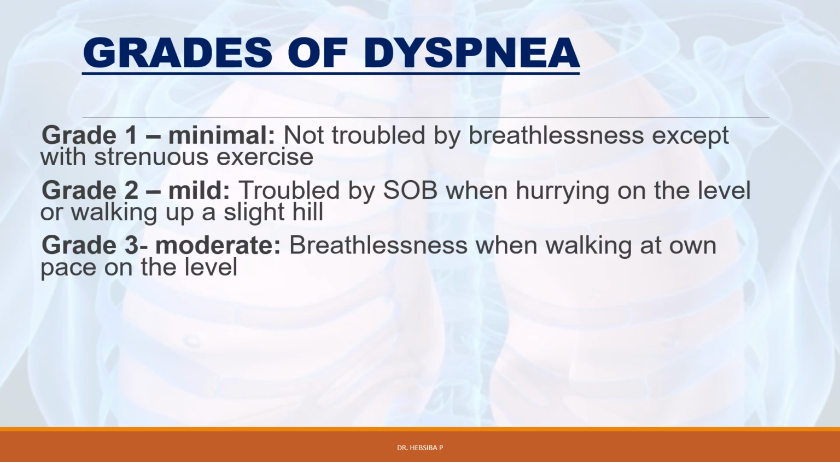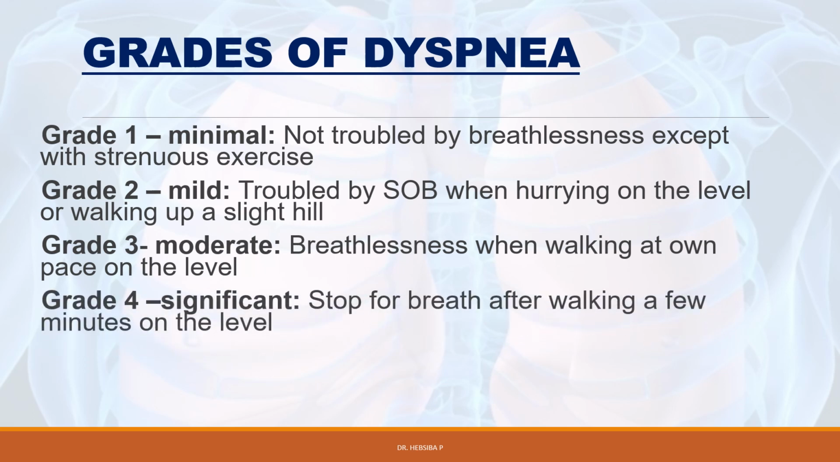According to the age group, they have some kind of speed or pace in their walking activities. Even at their own pace of walking, they develop breathlessness when they walk a while. That is moderate dyspnea. Next, grade 4, there is a significant dyspnea.